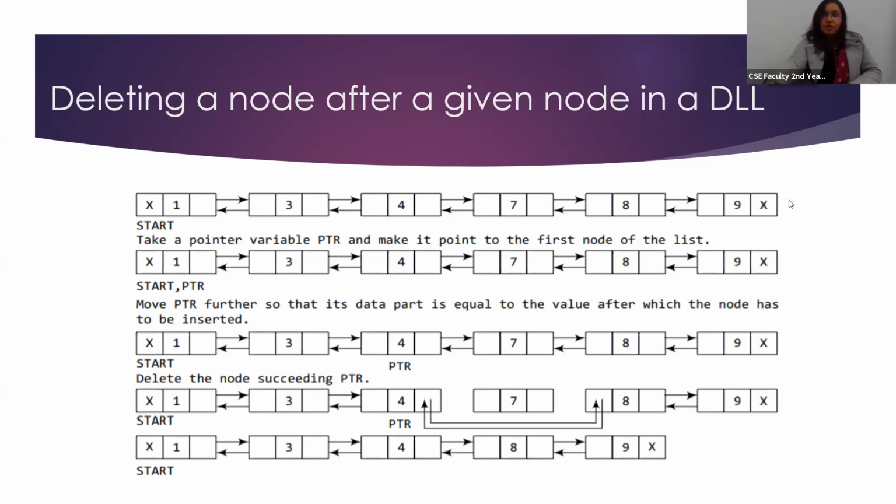So this is the doubly linked list which is already present, and you have to delete a node after a given node. Okay. What is the given node? Let the given node be this one, 4, the node containing the value 4. So they have taken one pointer, and you have to delete this one. So how will you delete this? You have to do this joining.